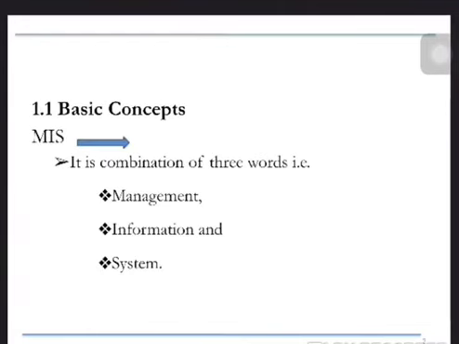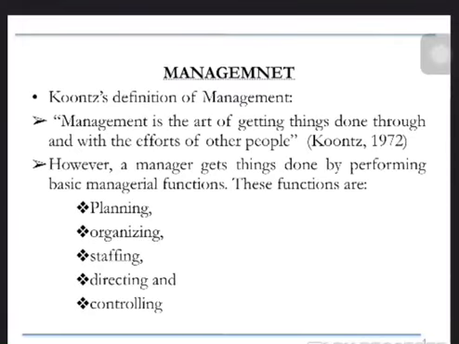So the first concept of this chapter is what is management information system. First we have to define what is management information system. When we say management information system, here we have 3 words. First we have management, second we have information, and third we have system. A combination of these 3 words becomes management information system. So let us see one by one.